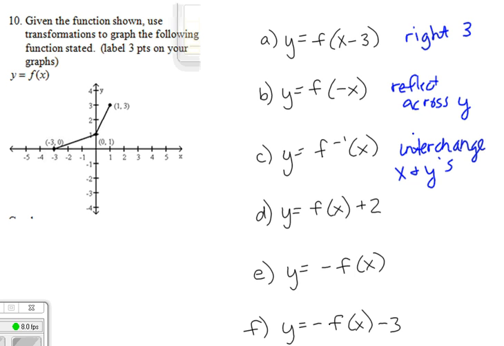Okay, on to part D. This function is going to be moved up 2. So f of x, each one of these values is going to go up 2, up 2, up 2. It's going to look just like that. And then the resulting values, the ordered pairs, are given on your answer sheet.